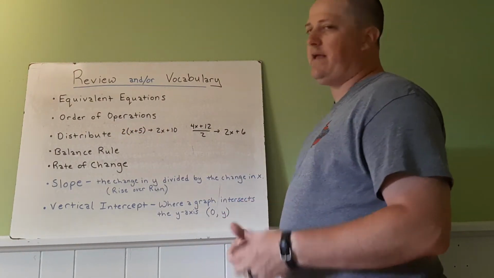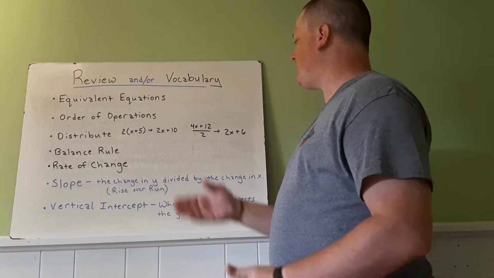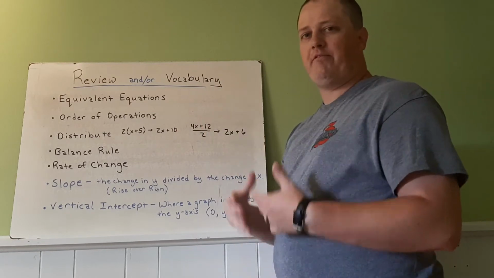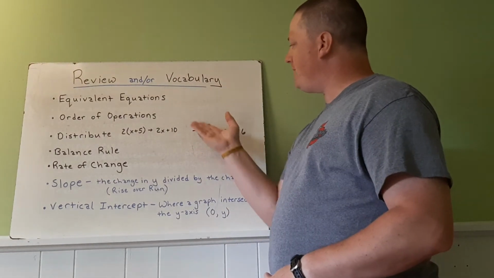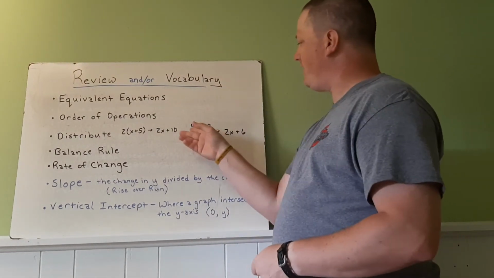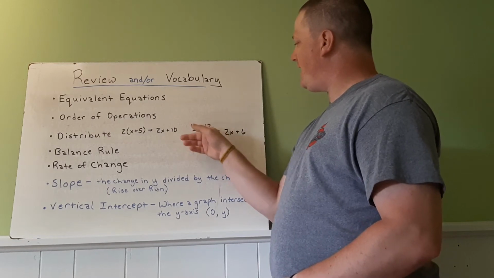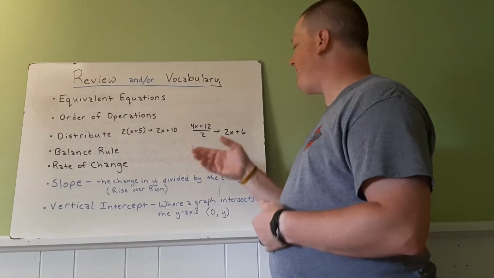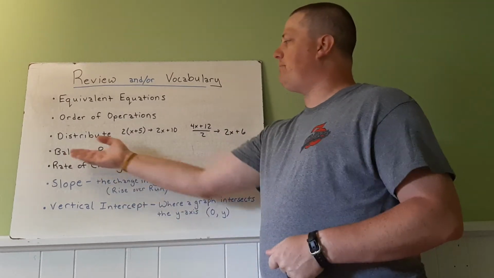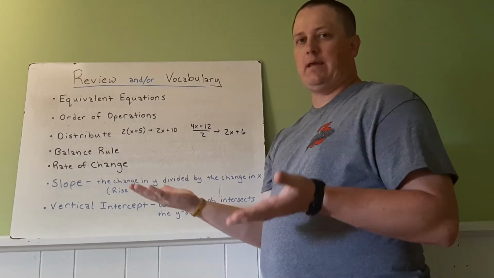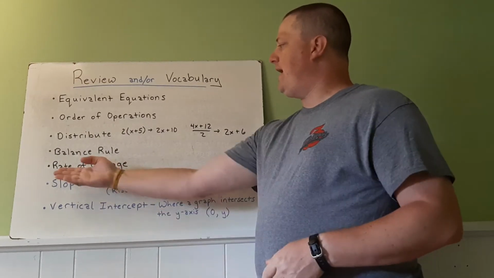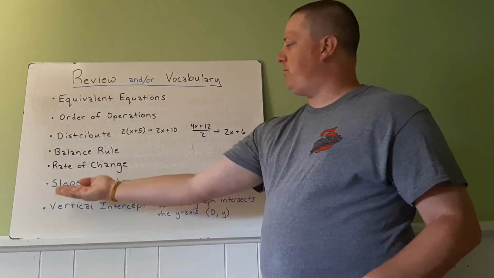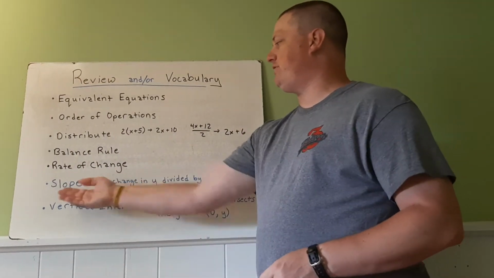But one of the ways that we forget about distributing is division. We can also take the top of a big division bar and divide the bottom into both sides. So here I have 4x plus 12, and I can divide both 4x and 12 by 2 to cut it in half and get 2x plus 6. Our balance rule, which is just keeping things balanced on each side, and rate of change, which is another word for our new vocabulary word, which is slope.